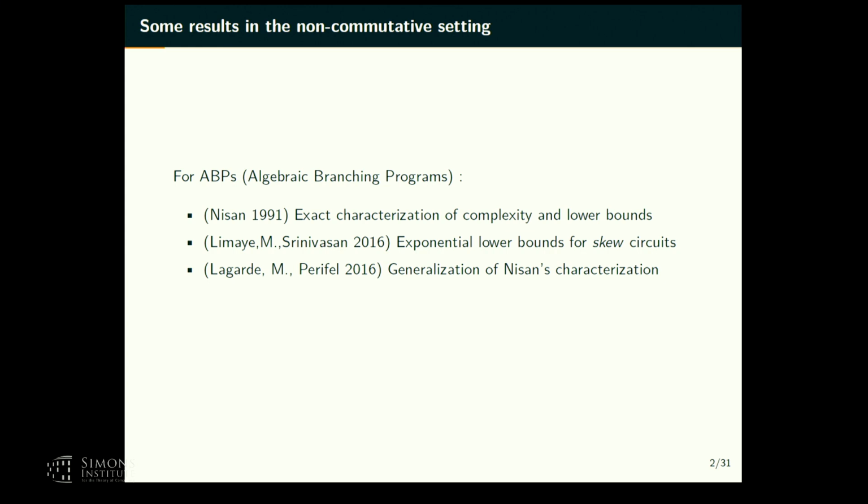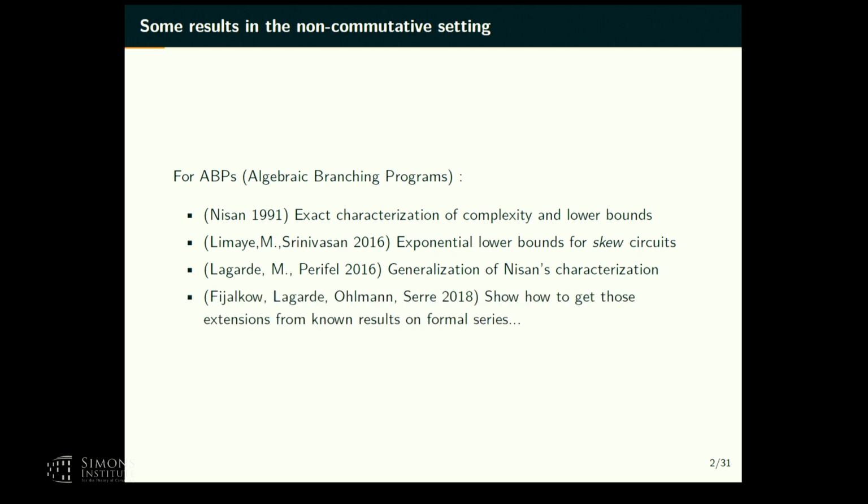You give me a polynomial, I look at some rank, some object, some matrix, and I say, okay, the smallest size of whatever model computing it is exactly this. And what I want to talk about today is not something that I'm involved in, but it is the fact that recently some colleagues in Paris, they show how you can get these results from known results on formal series. So in a way, it's interesting to see that even Nisan's result goes back much further.